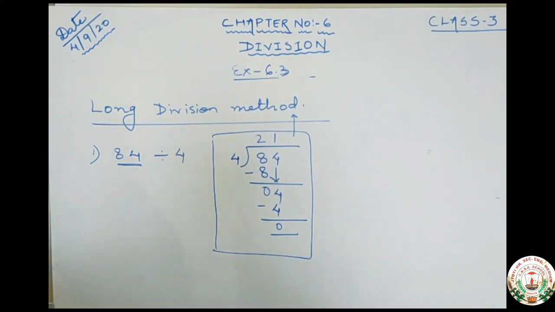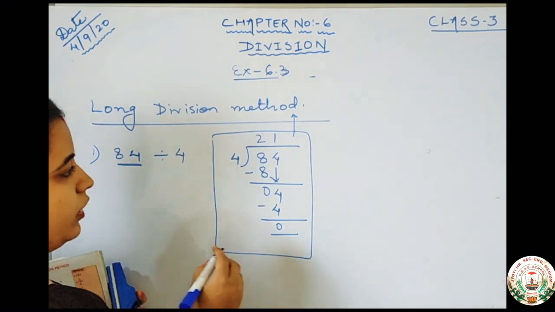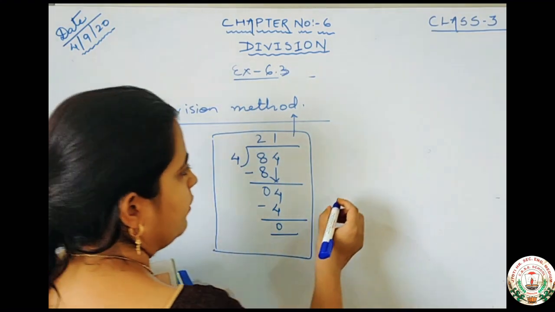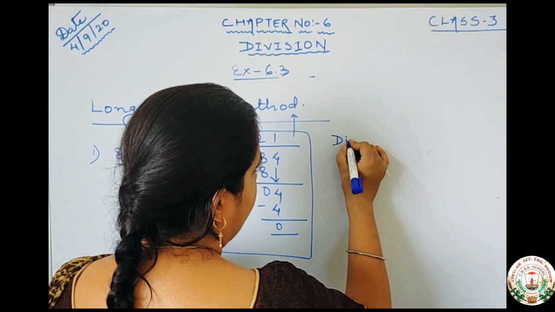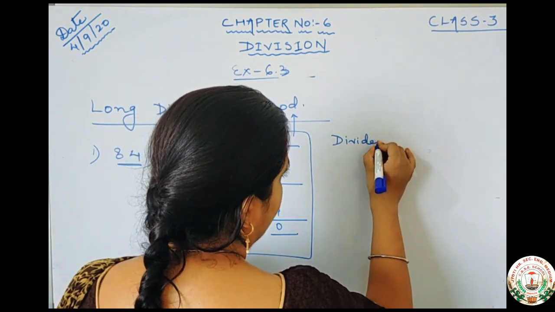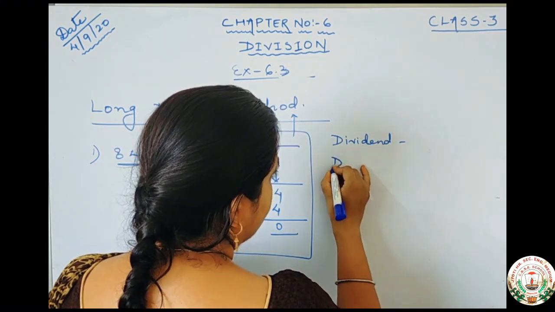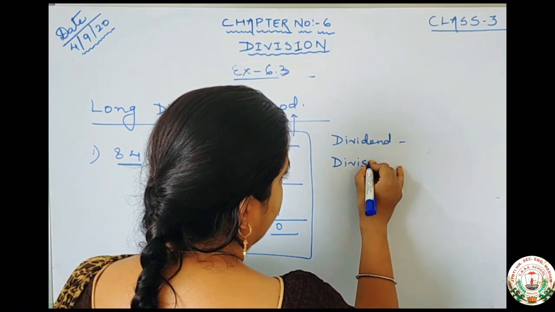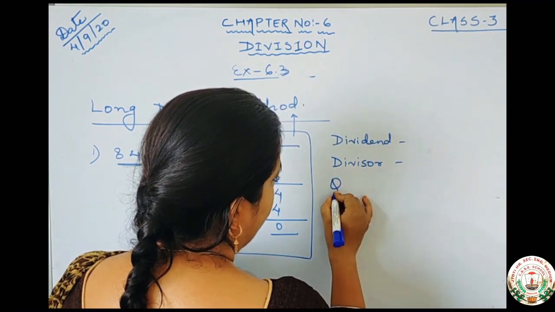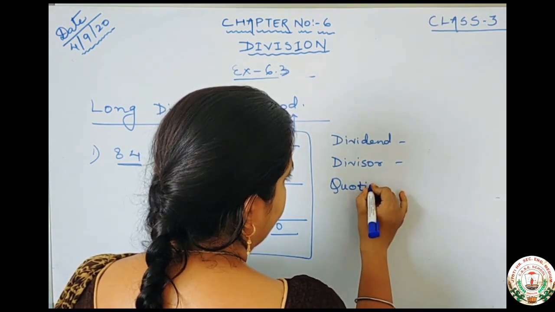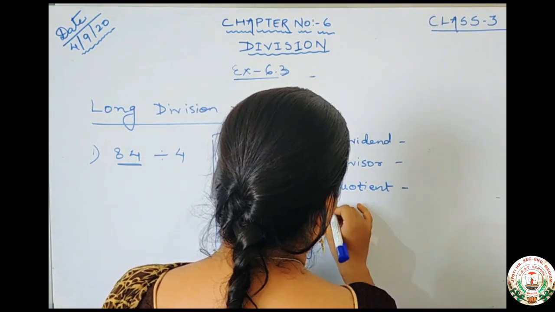Now we will see how we will check it also. First, we will see what the dividend, divisor, quotient and remainder are. There are 4 terms: dividend, divisor, quotient and remainder.